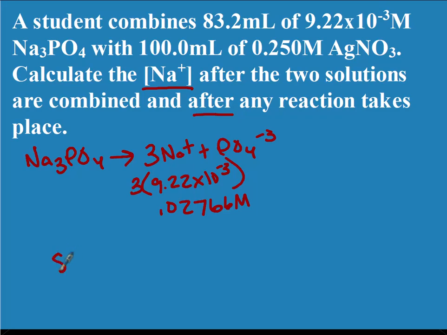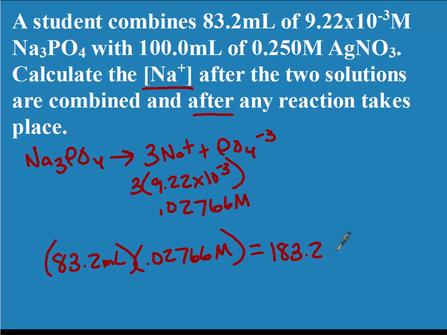So my initial concentration is 83.2 milliliters and 0.02766 molarity. So this is my before. Then once it reacts, my new volume is going to be 183.2, as we saw in the last problem. And I'm finding my new concentration. So solving that out, I get 0.0126 molarity of sodium. But I wanted to know after the reaction took place.